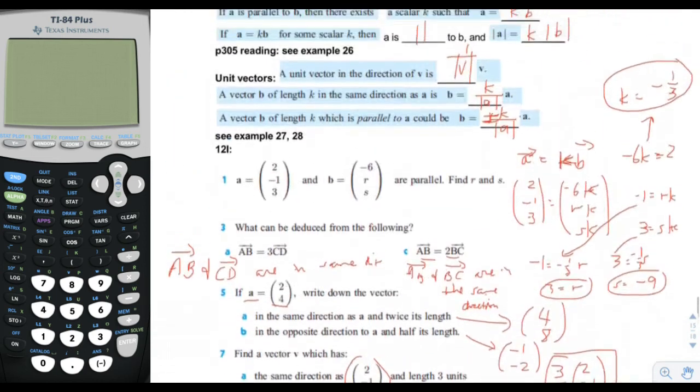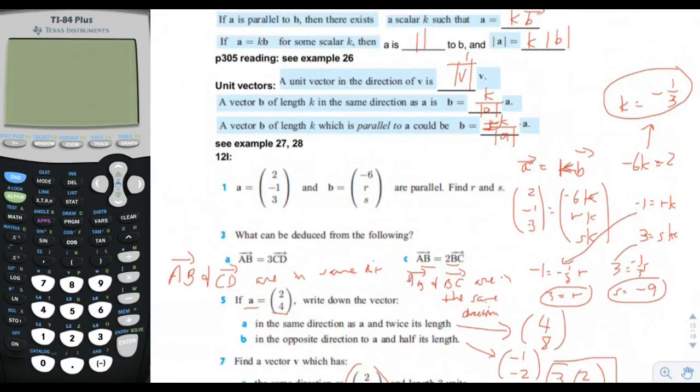Now I'm thinking back to here. It says, if A equals kB for some scalar k, then A is parallel to B. Yes, okay, I think that's all right.